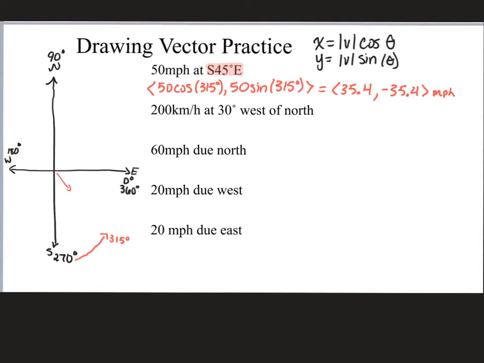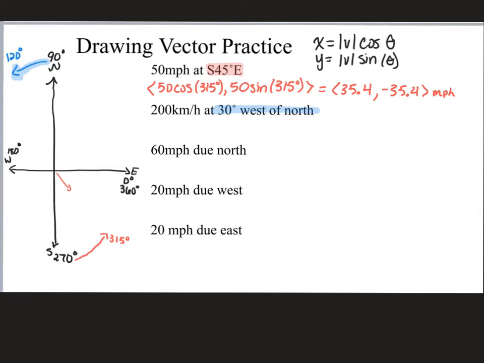So, okay, let's take a look at the next one. We have an angle measurement of 30 degrees west of north. So west of north means I need to start at north and go 30 degrees to the west location. So I'm going to take my 90 degrees and go 30 degrees towards 180. And that's going to put me at 120. You can think about this as just adding 30 degrees.